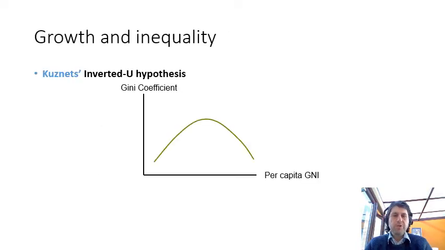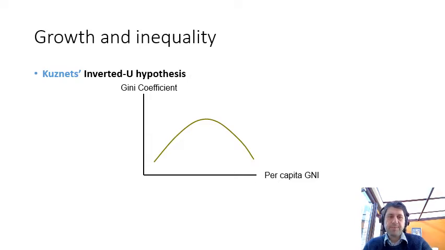Okay. We also talked about the relationship between growth and inequality, and this is an empirical relationship that was observed by Simon Kuznets, who found that there is an inverted U relationship between inequality, as measured by the Gini coefficient, and income, which is per capita GNI. Okay, that is, as countries start to grow, inequality at first increases and then decreases.